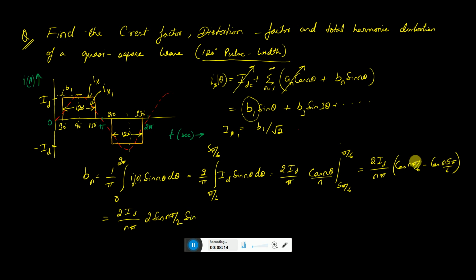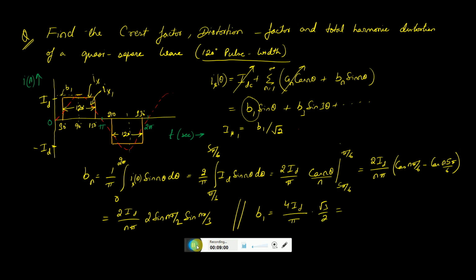Another will be sine of (b minus a) by 2. So 5 pi minus pi, that is 4 pi by 6, which is nothing but 2 pi by 3, divided by 2, it will be n pi by 3. So here this is what the answer is, the Bn value. So from this we can write that B1 is equal to 2 into 2, this is 4 now here, 4 Id by pi, and when we put n equal to 1, the sine of n pi by 2 will be 1, and sine pi by 3 is root 3 by 2.